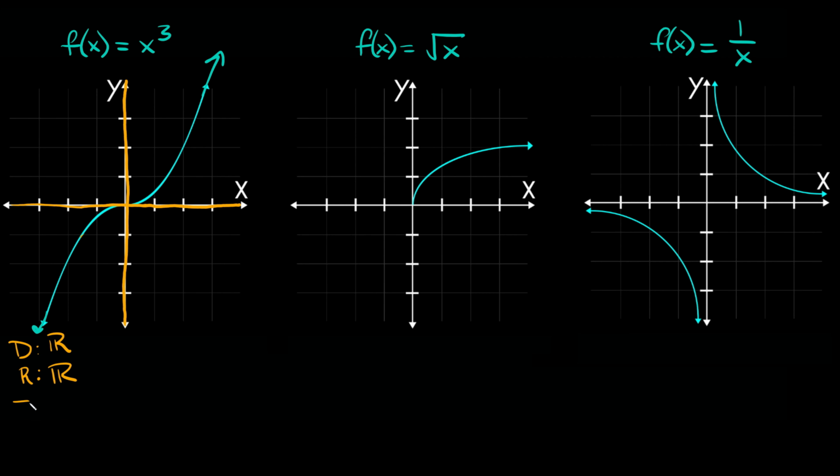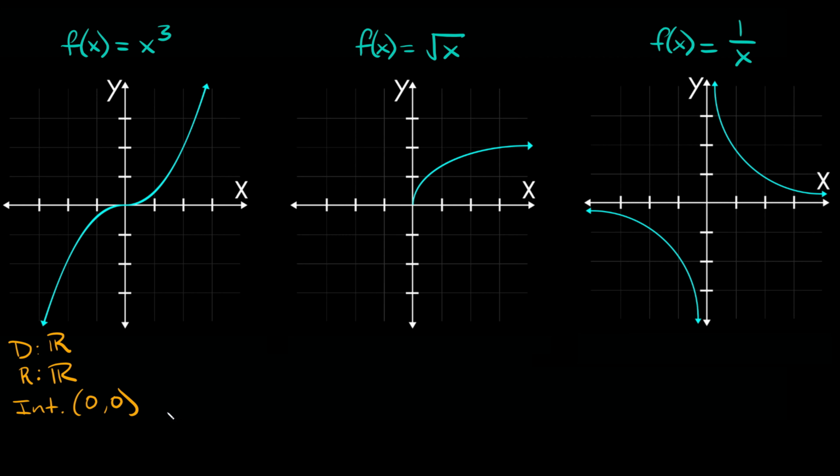Lastly, let's talk about the intercepts and whether it's increasing or decreasing. Well, this parent function only has one intercept, and it's specifically here at the origin. That's the only spot where this function touches the x and y axis. So it has one intercept at 0, 0.